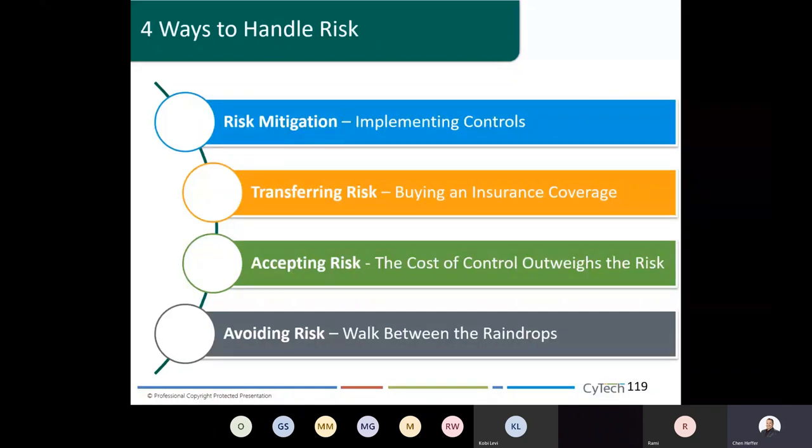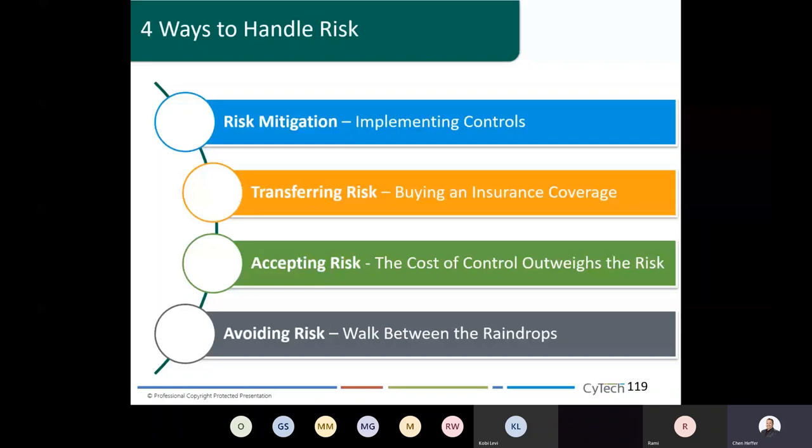And then management can decide on accepting the risk. Accepting the risk means that this is a risk that we can live with. Even if it gets materialized, even if the worst case scenario regarding this risk takes place, we still survive it. We can still live with it. We can absorb it. This is accepting the risk.